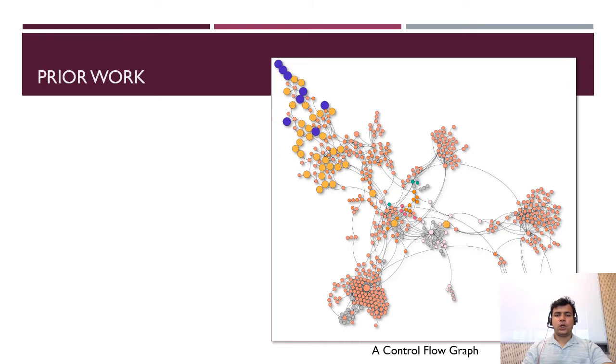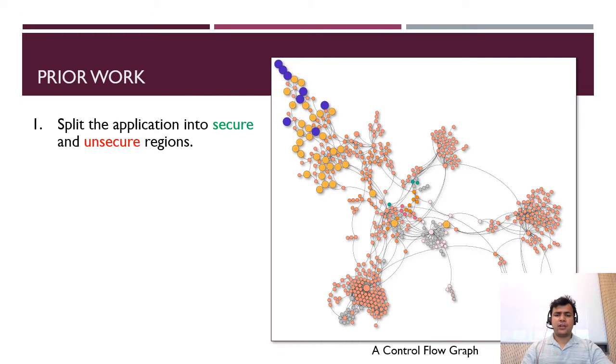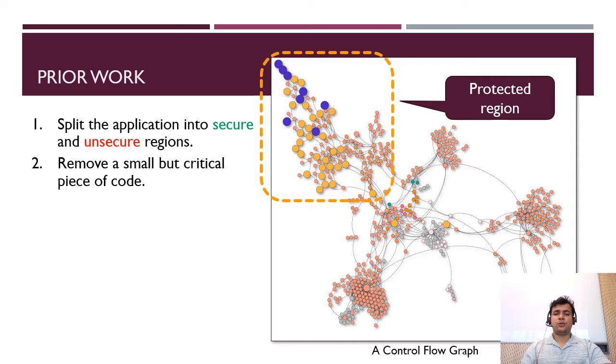Here is an overview of our prior work. We notice that an application contains many different functions. Not all of them will require security. We divide an application into secure and unsecure regions. From the secure region, we remove certain functions, hence handicapping the binary. That is, if you run this binary, it will result in a crash since certain functions are not present in the application.